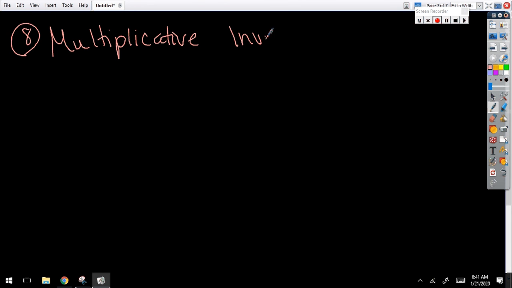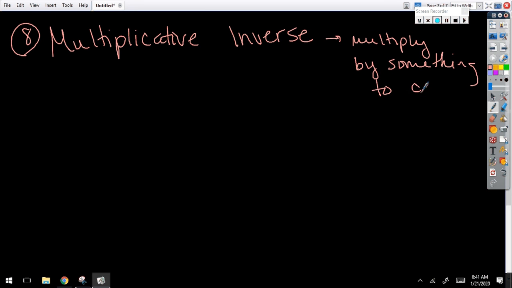Multiplicative inverse. So remember, an inverse is whenever, this time not whenever I add something to the number, but whenever I multiply by something to get the identity. Now, what was the multiplicative identity? 1. Okay. This one you have to kind of think about a little bit.